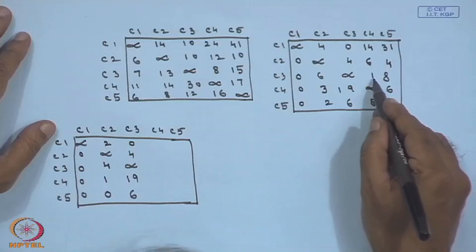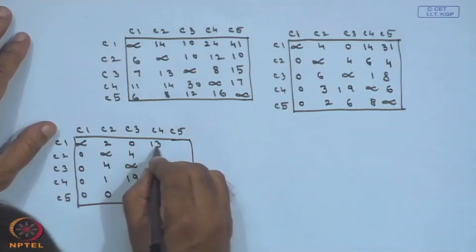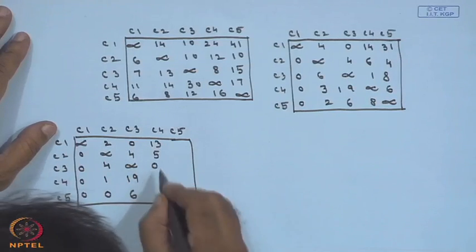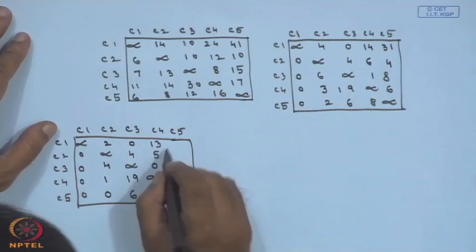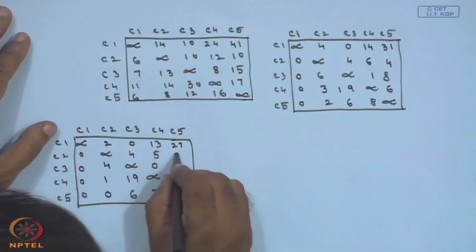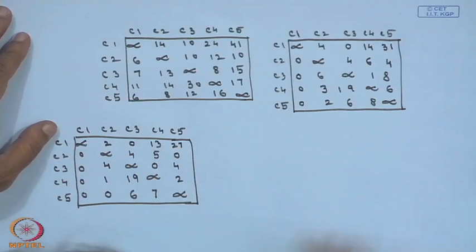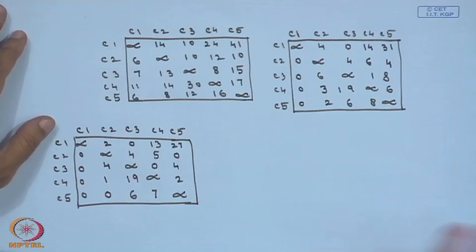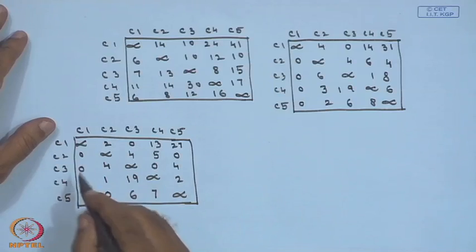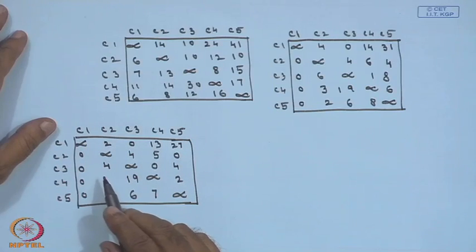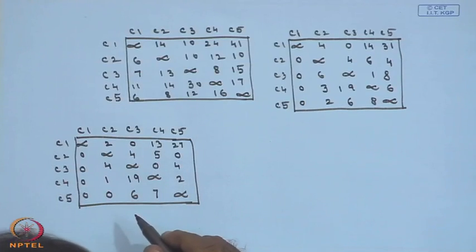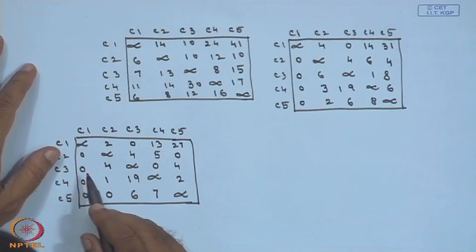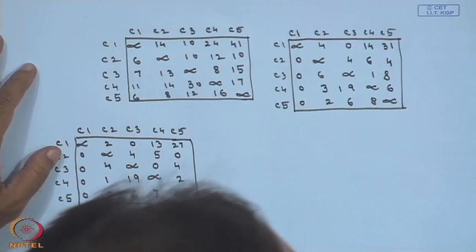In the next one, the minimum element is 1, so it will be 13, 5, 0, infinity and 7. In the last column the minimum element is 4, so it will become 27, 0, 4, 2 and infinity. Now in this case we are finding the minimum of row and column. Try to draw lines so that you can delete all the rows and all the columns.